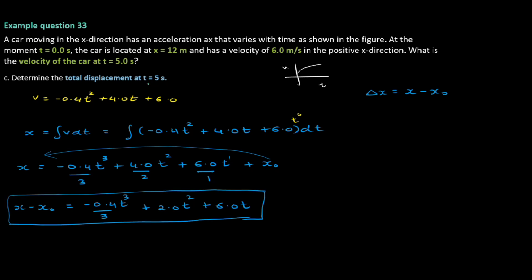I want to find displacement at time t equals 5 seconds. So in place of t here, I will substitute 5. You get negative 0.4 by 3, 5 cube plus 2, 5 squared plus 6 times 5. And that gives me my displacement delta x to be equal to 63.3 meter.